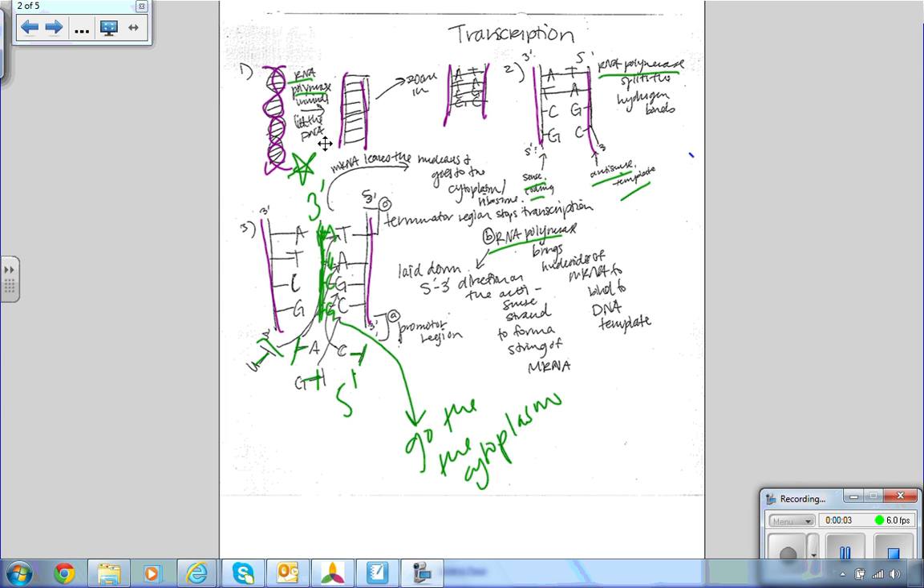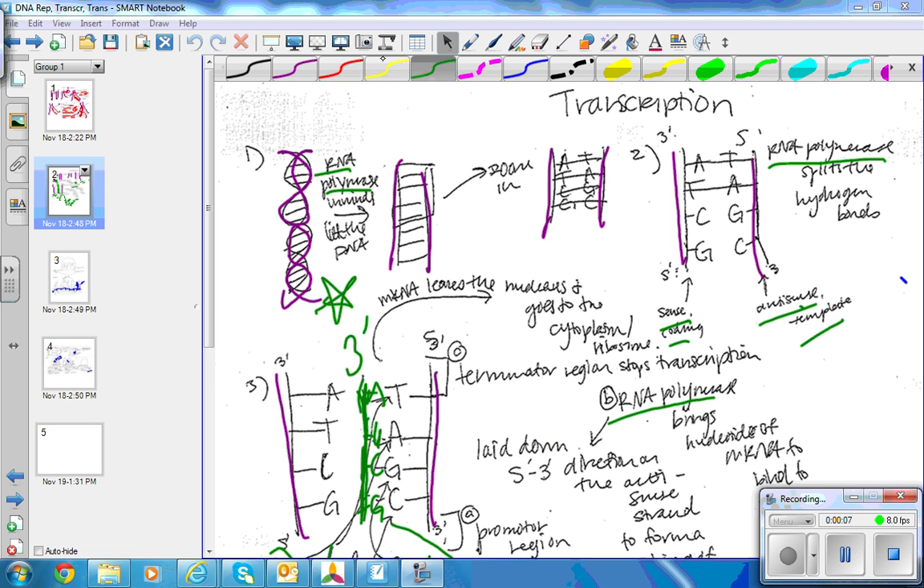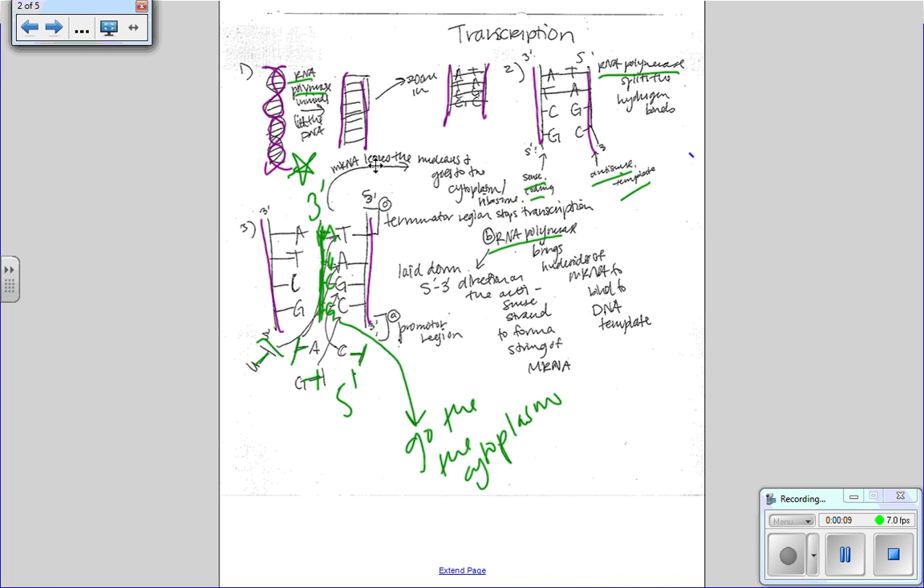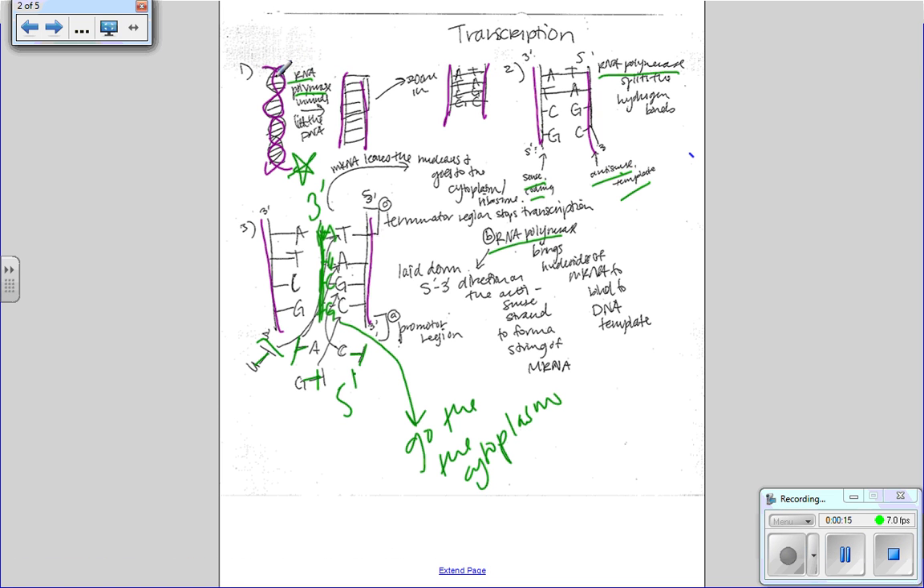Okay. So we're going to talk really quickly through transcription because we talked about it earlier. But I want to refresh and make sure that everyone feels good about it. So this is, remember, purple's representing DNA, and then the green is representing RNA. Does anybody remember what type of RNA? mRNA, messenger RNA, right? Okay.